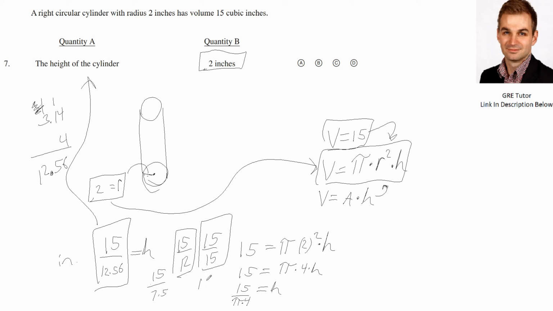It's 15 over 12.56, which is less than 2 and greater than 1. That's kind of the area it falls in. And therefore, since this is 2, we know that quantity B is greater than quantity A, so our answer is going to be B.